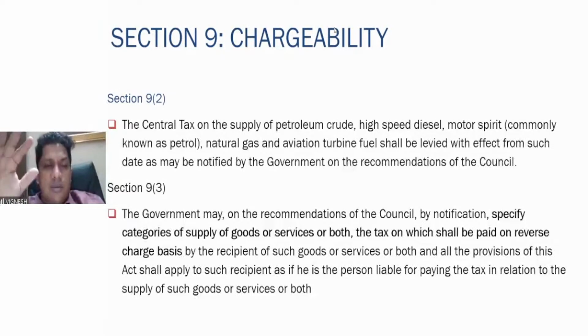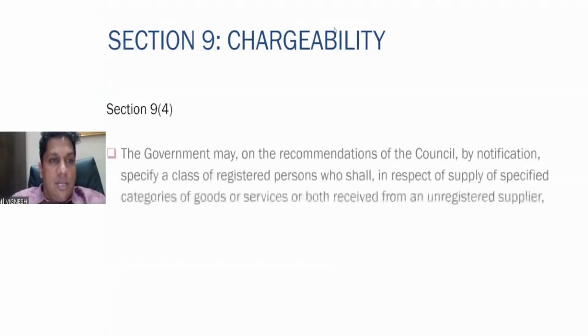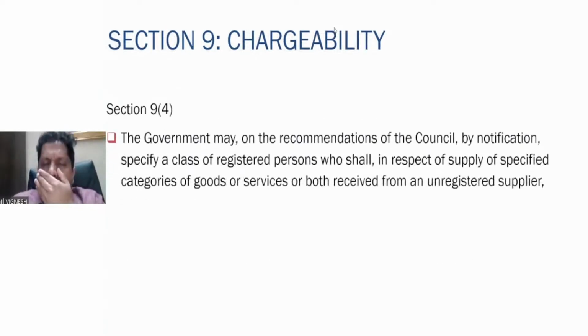Right? So what does 9 subsection 3 say? That the government may, on recommendations of the council, by notification, specify categories of supply of goods or services or both, the tax on which shall be paid on the reverse charge basis by the recipient of goods or services, and all the provisions of the act shall apply as if he is the person liable to pay the tax. As if he is the person liable to pay the tax, all the provisions shall automatically apply. That is your 9 subsection 3. I hope you got the clarity on this. We shall go through the notification also subsequently to see what all goods or services are listed in that.